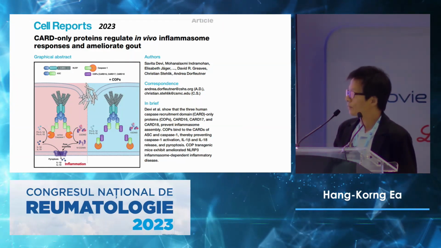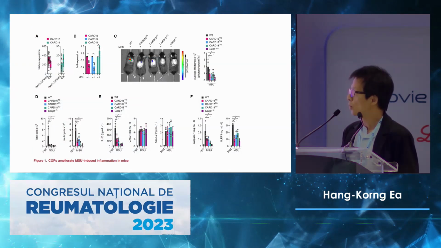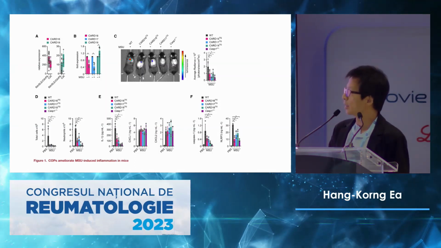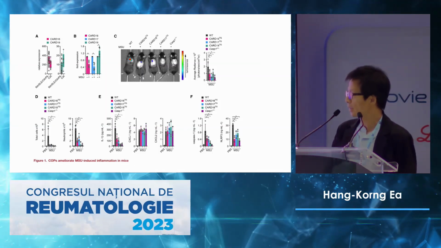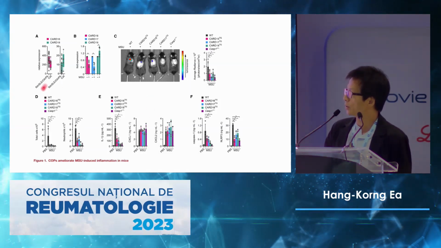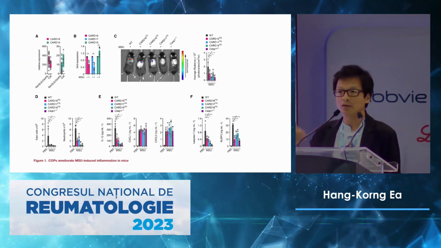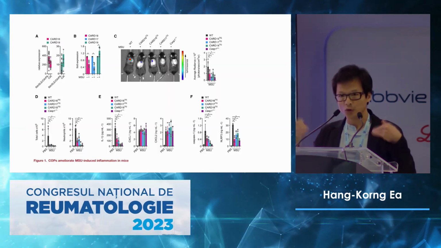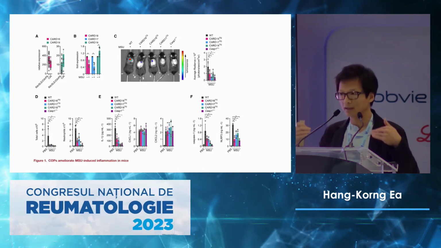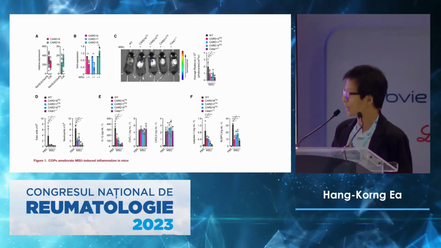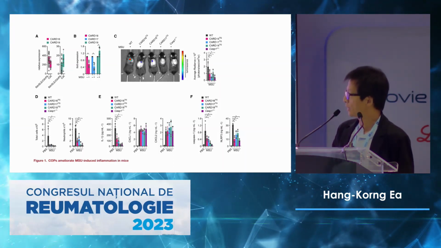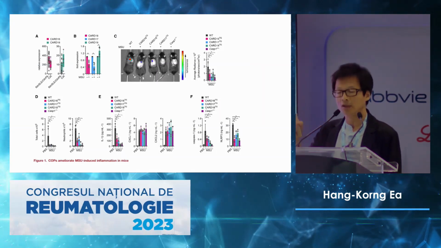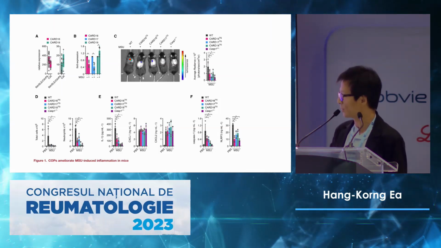And we observed that we have 4 different COP proteins in humans. In public data, these authors show that in crystal-induced arthritis, there are 2 of them, CARD16 and CARD18, whose expression is modulated during crystal-induced arthritis. And so what we did, we performed overexpression of these 4 different COP proteins.